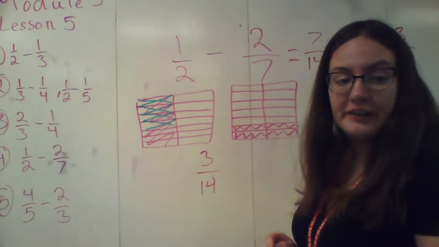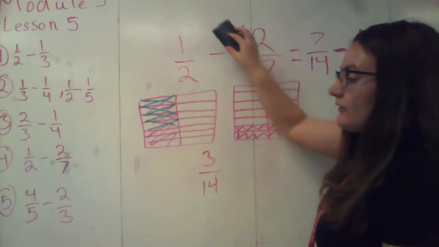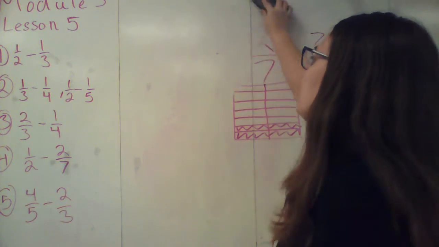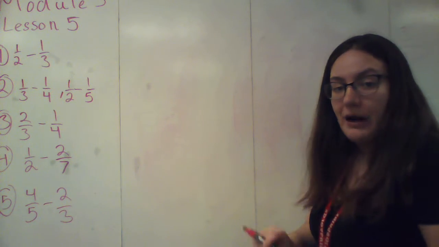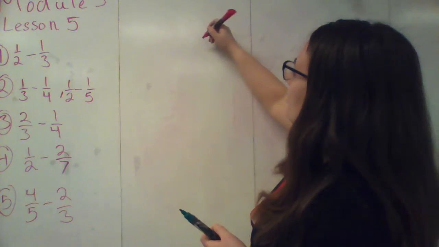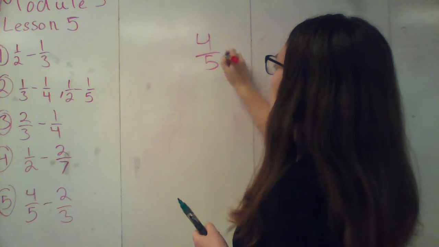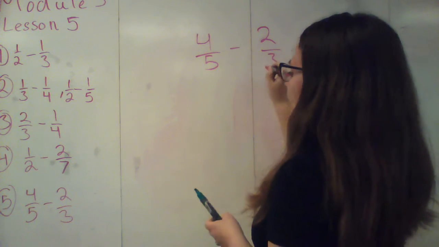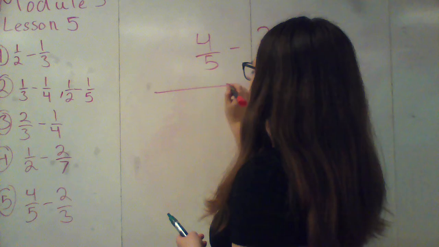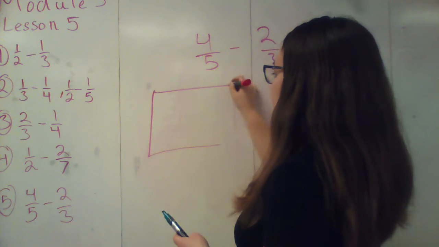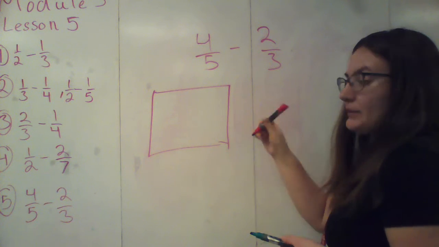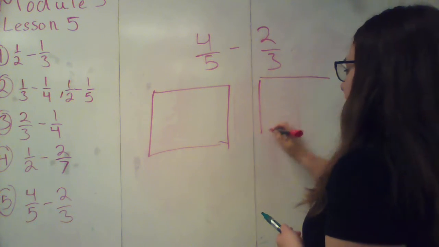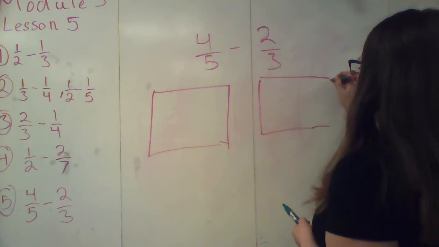We're going to move on to our very last problem, which is 4/5 minus 2/3. And then you'll be able to move on to the problem sets and homework sets. So 4/5 minus 2/3. Again, this is the kind of problem where you might want to make a bigger model just because you're going to be making fairly large models for this one.